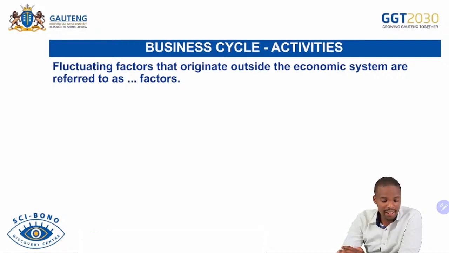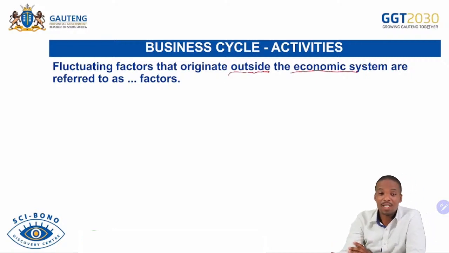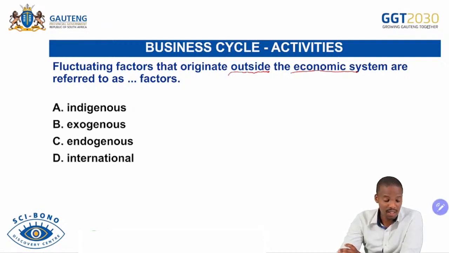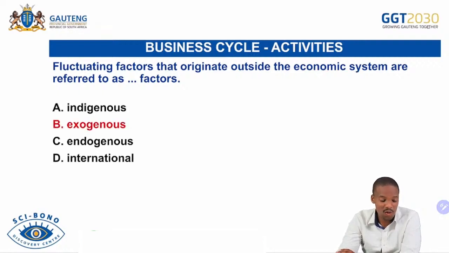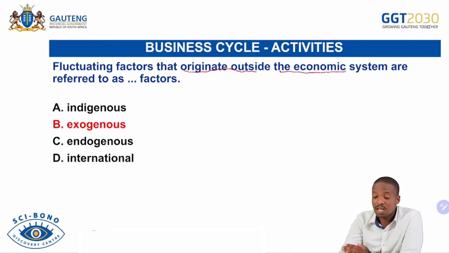The next question says, the fluctuating factors that originate outside the economic system are referred to as what factors? Endogenous factors, exogenous factors, endogenous factors, or international factors. You would have done this outside, and the correct answer there is B, the exogenous factors. Exo for outside, the external factors, in other terms. That is the correct answer. Again, grade 12 learners, read your question carefully and underline the keywords so that you'll be able to get the correct answer.